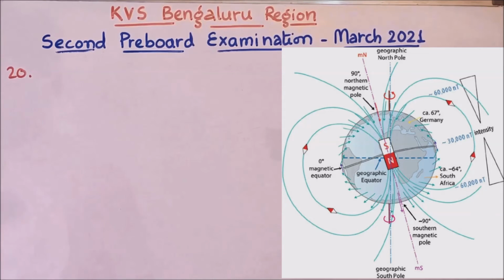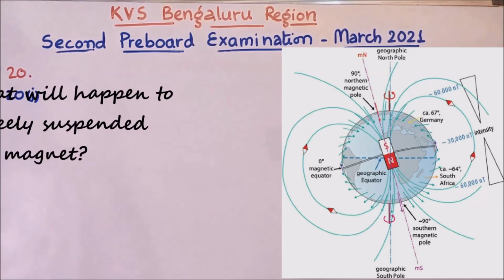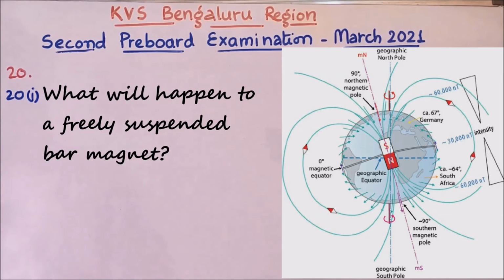So the first question, 21. What will happen to a freely suspended bar magnet?